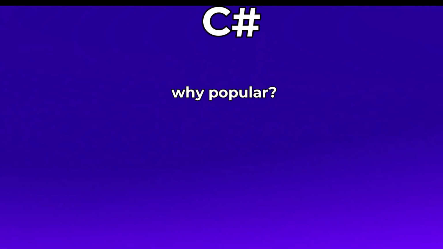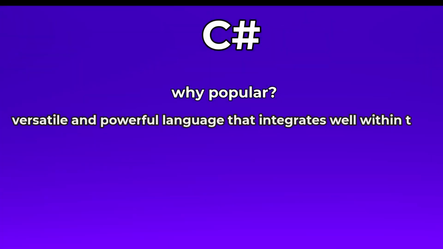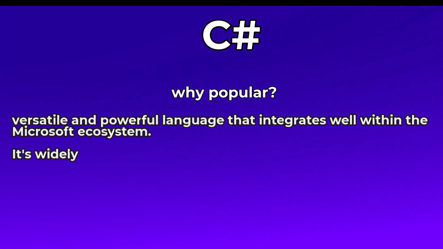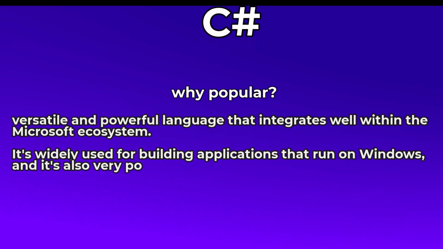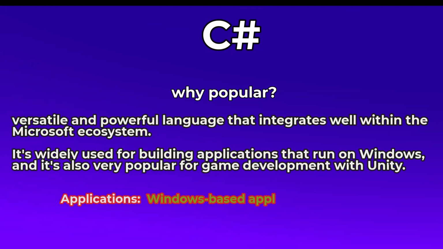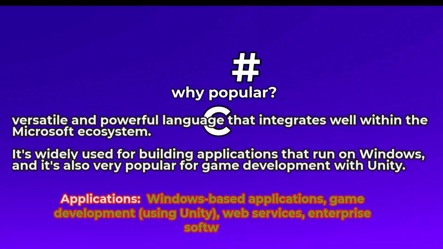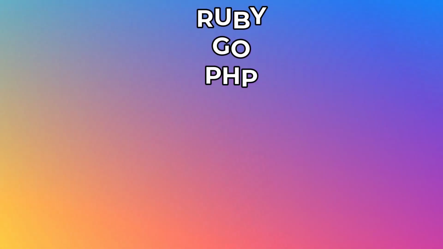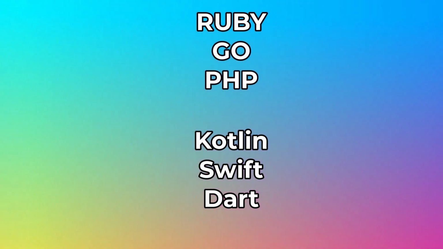C#. Why popular? C# is a versatile and powerful language that integrates well within the Microsoft ecosystem. It's widely used for building applications that run on Windows, and it's also very popular for game development with Unity. Applications: Windows-based applications, game development using Unity, web services, enterprise software. In addition to these, there are other languages like Ruby, Go, and PHP, also languages like Kotlin, Swift, Dart for mobile applications development. Okay, we've reached the end of part 1.